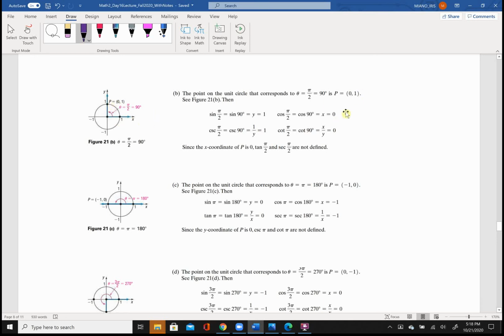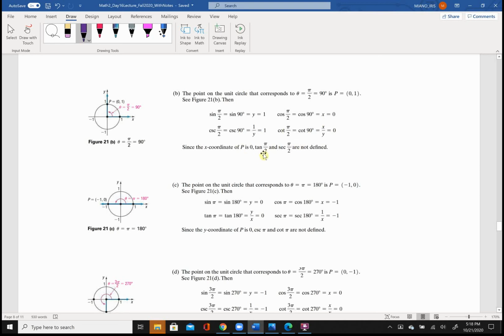So 0, 1 is associated with a 90-degree angle. It's a 90-degree swing, or pi over 2 radians. And so the positioning there for your sine, which is associated with your y, will be a 1, and the cosine for that radian or degree measurement of pi over 2 or 90 degrees respectively will be a 0. So take into account which ones of the 6 trigonometric functions will be undefined.